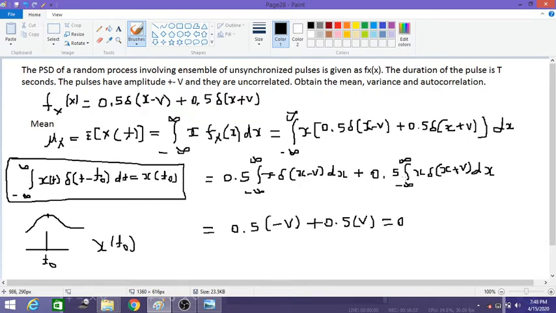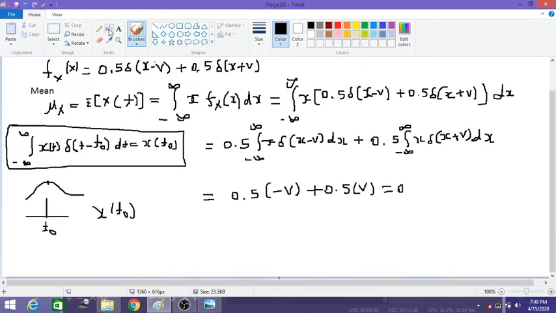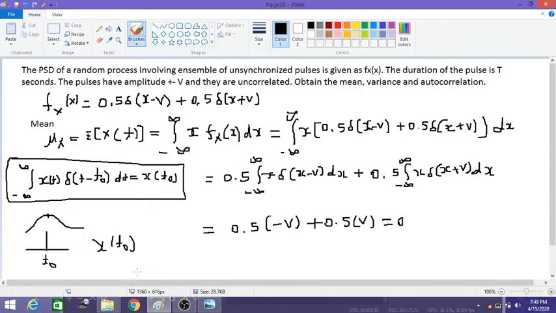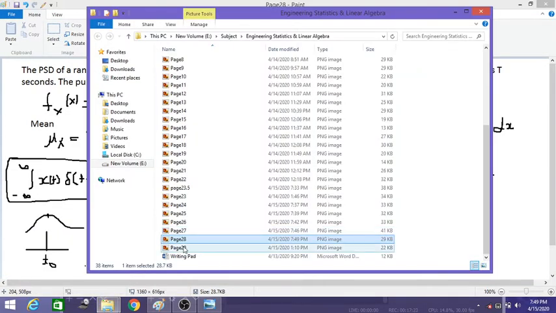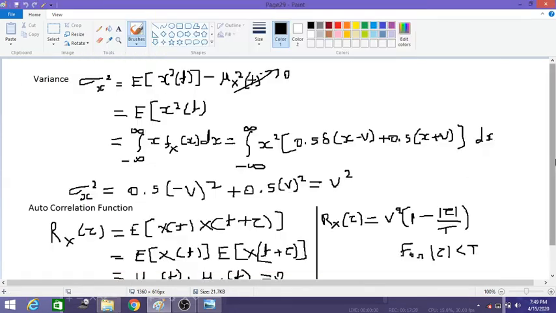Now it is not x of t, it is just an x observation. So when we integrate this term, we will get minus V here, and plus V here. When we combine this, we will get ultimately the mean as 0. So let us go and see what is its variance.